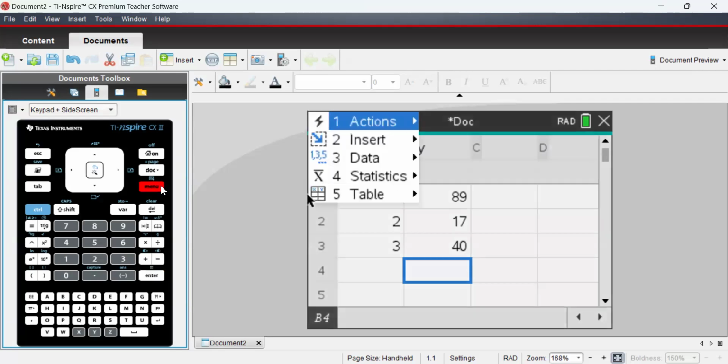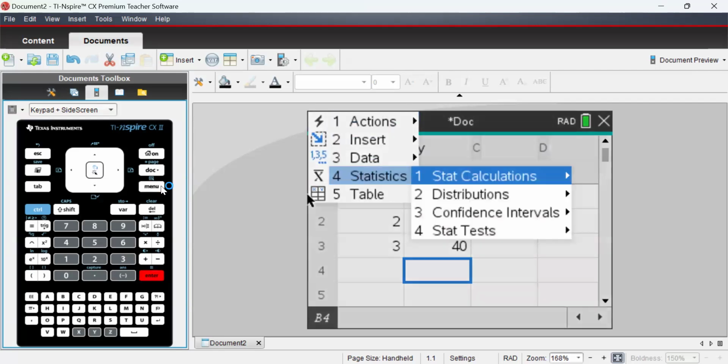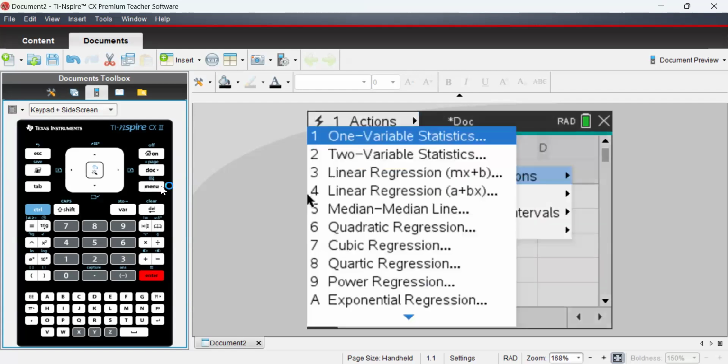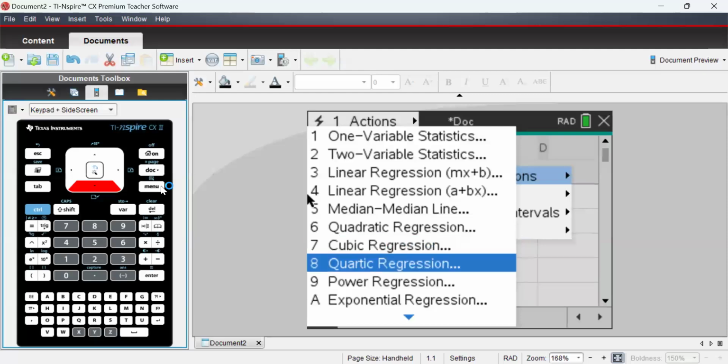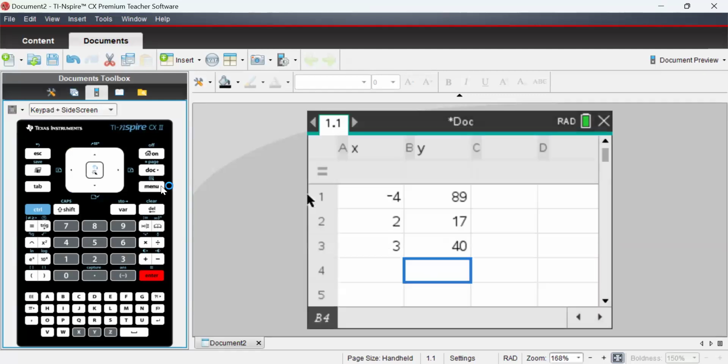From there, you're going to hit menu, go to statistics, stat calculations, and it says it wants a quadratic function. So you want number 6. Now there's quadratic and there's quartic. Don't get those mixed up. You want quadratic.